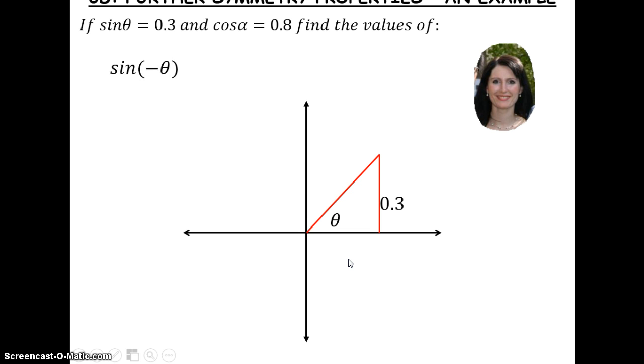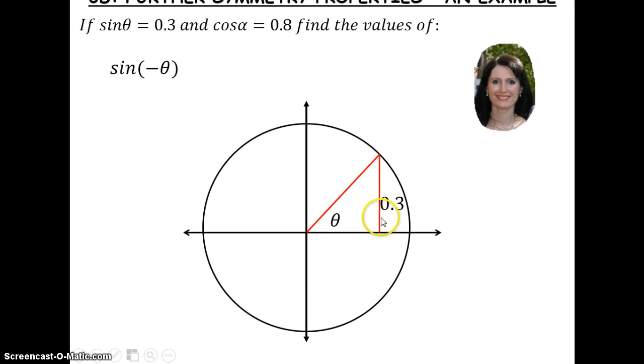Let's now try if we've got sine negative theta with the same values. So there's our unit circle, and we're looking at theta again, so we put in the 0.3. That's all we've got for theta. We can't put in 0.8 because that's when the angle is alpha, so it's irrelevant for this question. So sine negative theta being what we want to find, and I've put the information of theta and 0.3.